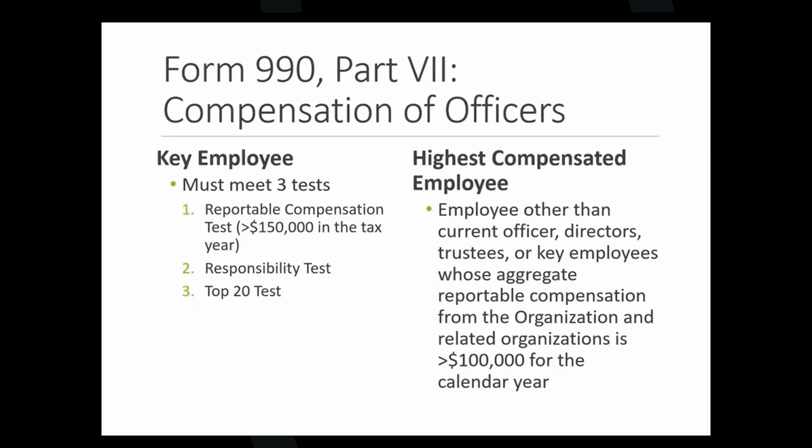Finally, we have the definition of a highest compensated employee. So this would be an employee other than the current officers, directors, trustees, or key employees whose aggregate reportable compensation from the organization and related organizations is over $100,000 for the calendar year. So for highest compensated employees, this would just be the top 5, and it's for compensation over $100,000, and if they don't fall into one of those other categories.